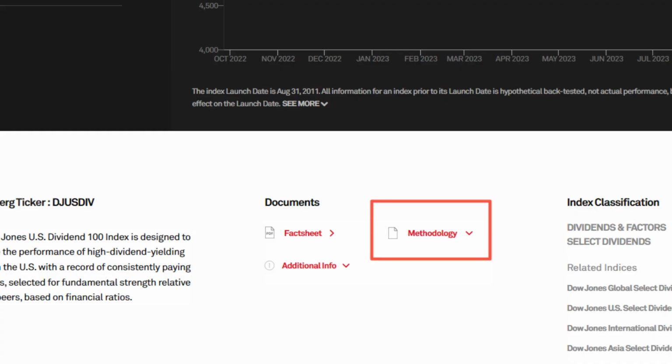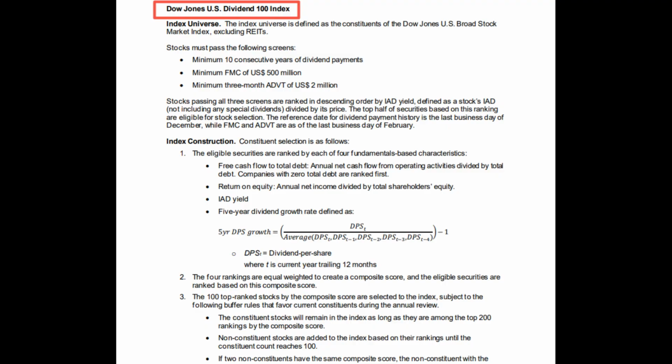We need to check the methodology, and we do that by clicking on this part of the page. When we open the methodology and search for the name of the index, we come across this page. And yes, I know it looks scary, but don't worry, I will make it very simple for you. So let's dive into how SCHD actually works.